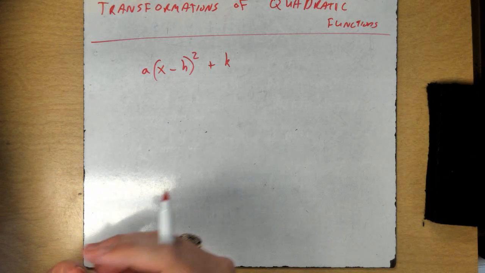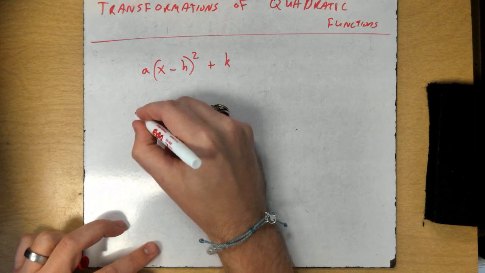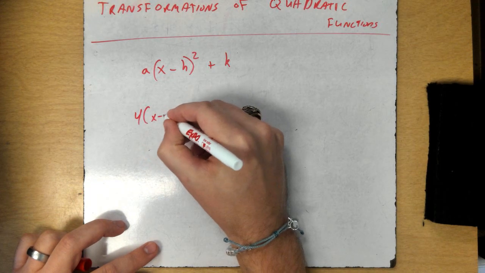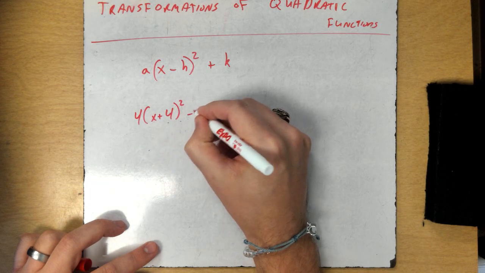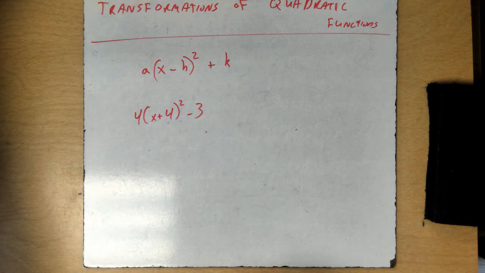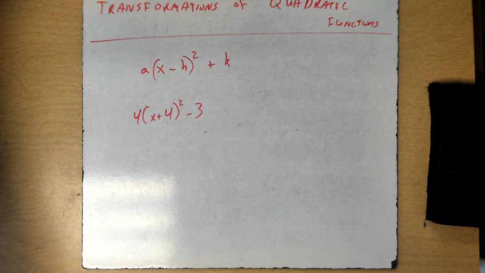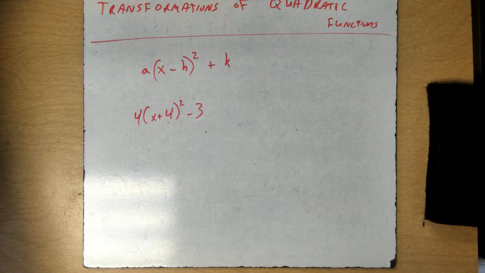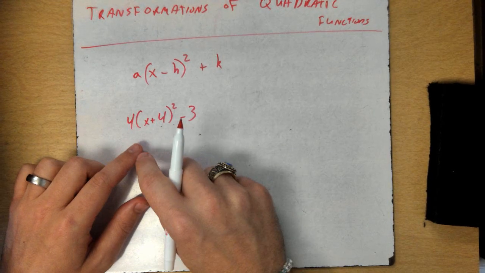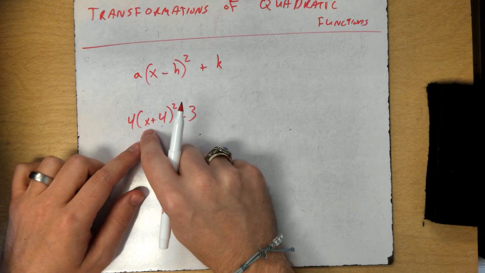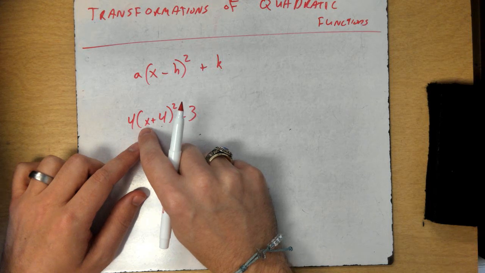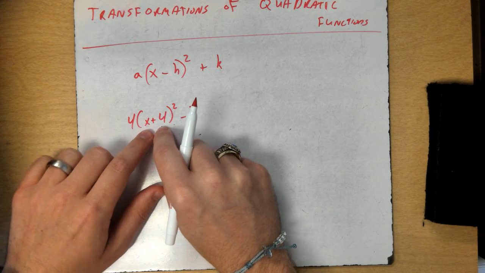Let's give an example. What if I gave you this? What if I said 4x plus 4 squared minus 3? So let's talk about what this graph does. First, let's look here at our translation. What's our translation? Let's look in the parentheses.